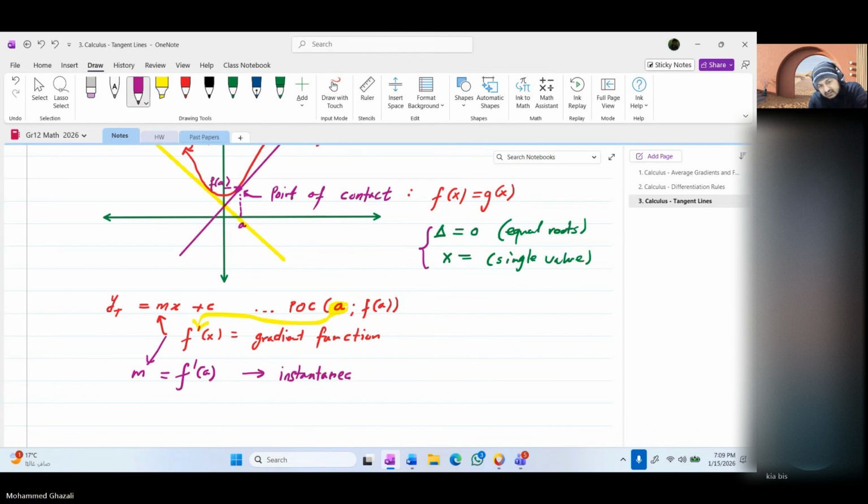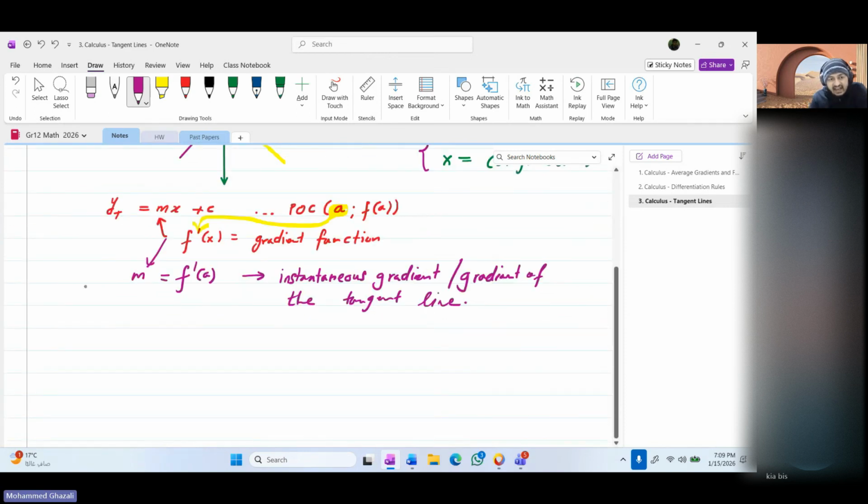Instantaneous gradient. And what is an instantaneous gradient? It's a gradient of the tangent line. Gradient or slope? Gradient of the tangent line. Right, so now, easy.